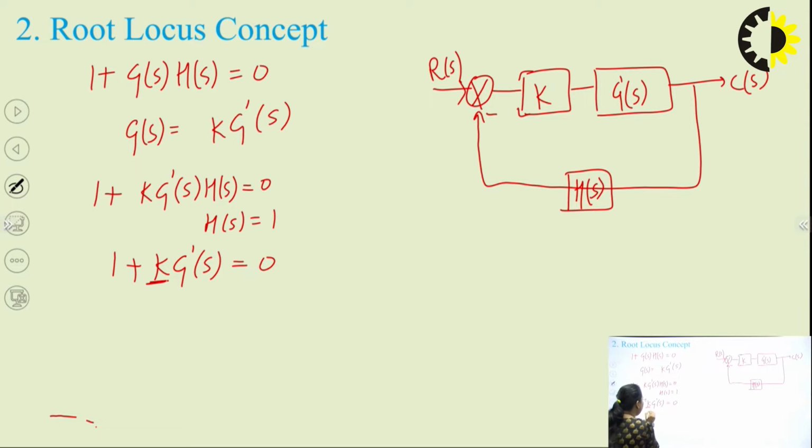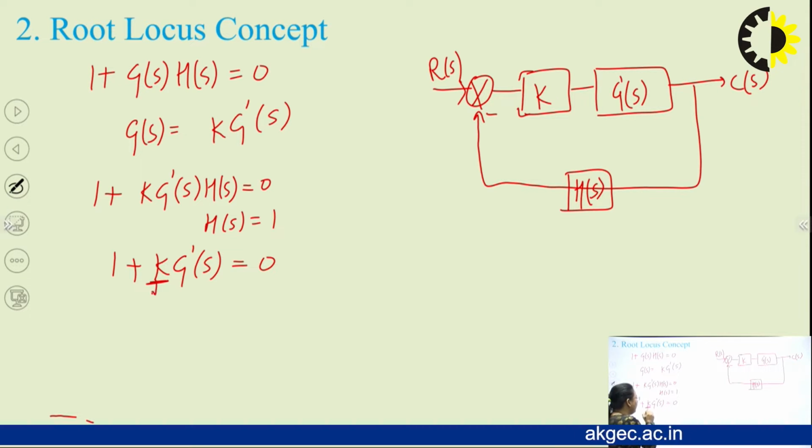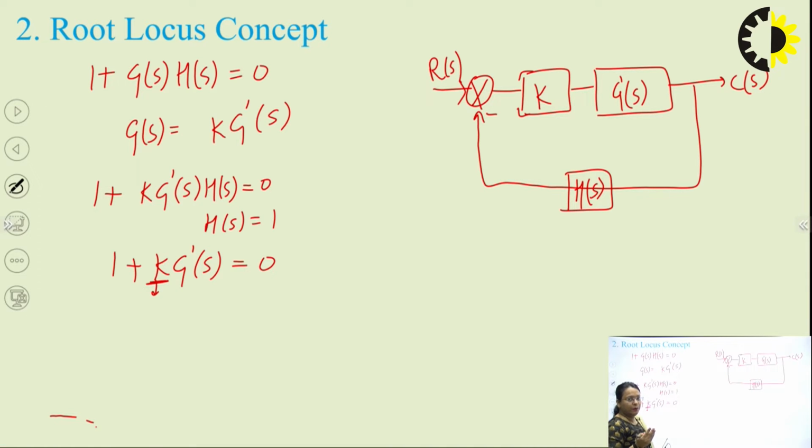Now if I vary this value of k, then for each separate value of k, I'll get a separate set of poles of the closed loop system, separate roots of s. So basically if I vary this gain k from minus infinity to plus infinity, I'll get different values of s, we can say different roots of the closed loop system.